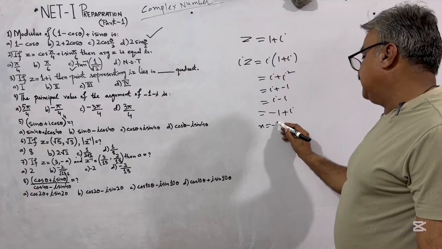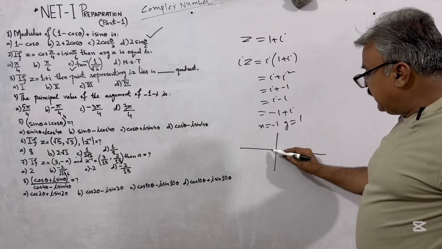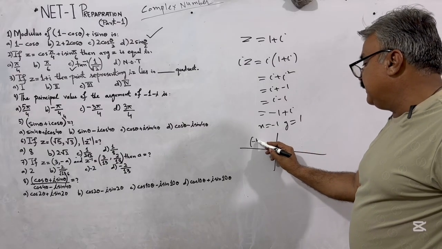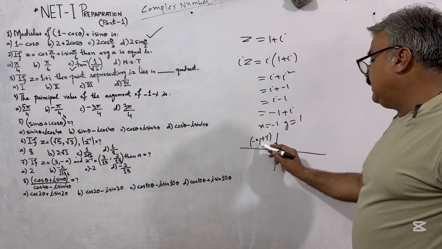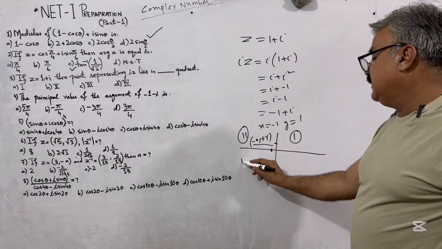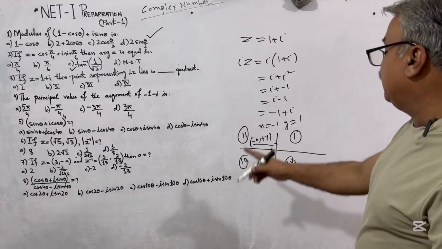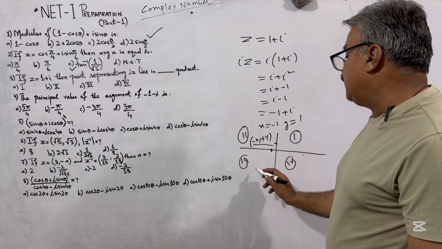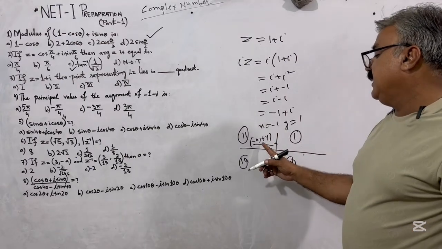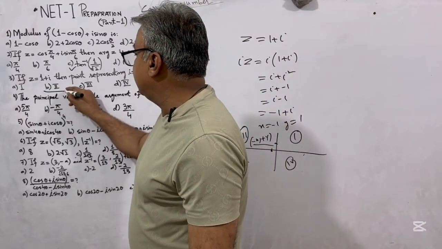Here x is negative 1, and y is 1. We are familiar that when x is negative and y is positive, it will lie in the second quadrant. This is our first quadrant, that's our second quadrant, third quadrant, fourth quadrant. Start measuring the angle from the positive x-axis in the counterclockwise direction. X negative, y positive means it is our second quadrant.